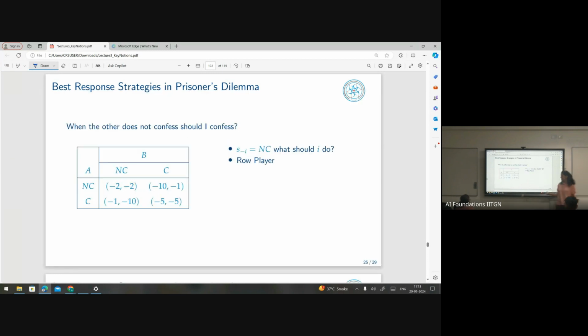So when S minus I is NC, and if I am the row player, for the row player again, now we have to fix this particular part of the matrix. The other player, the column player, has not confessed. So for me, confessing is -1, but not confessing is -2. So I should still confess.